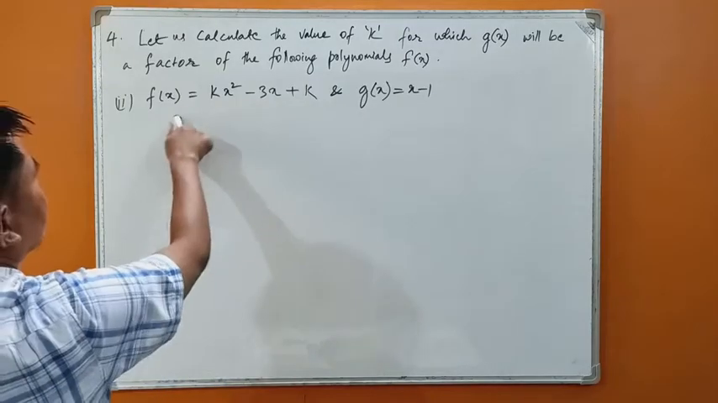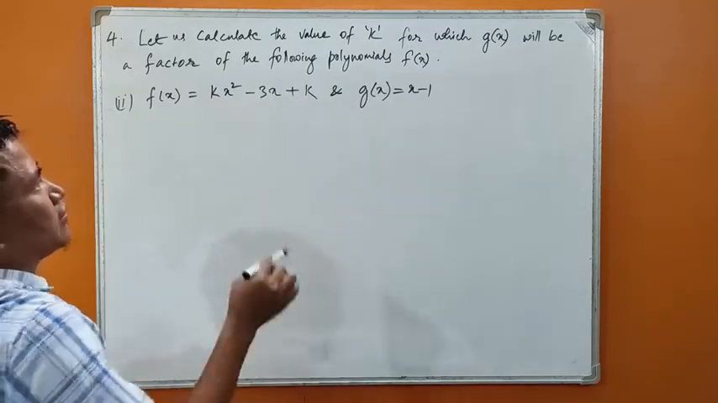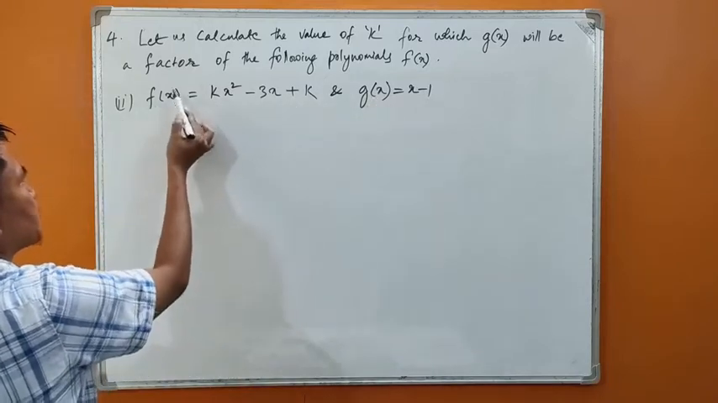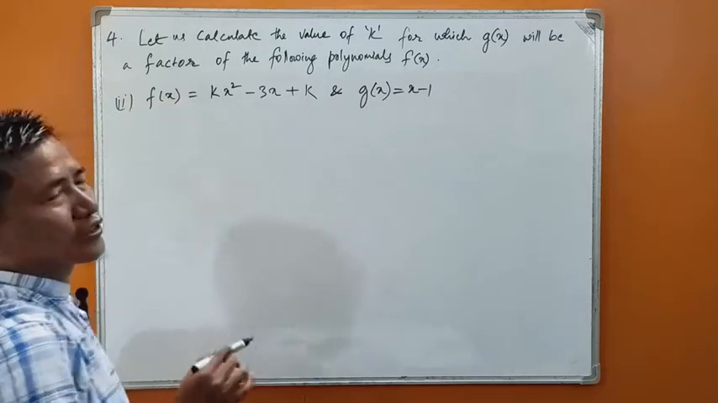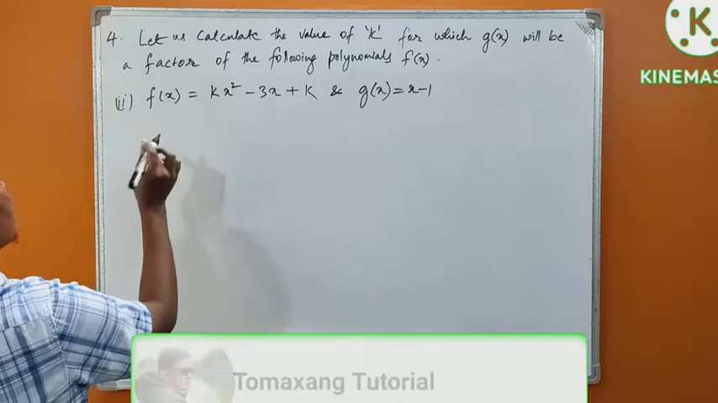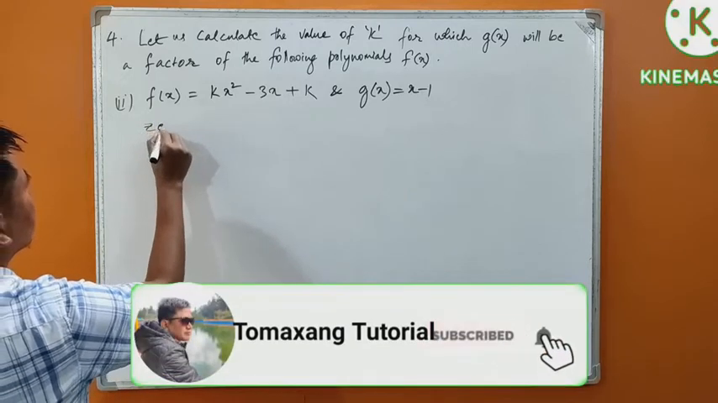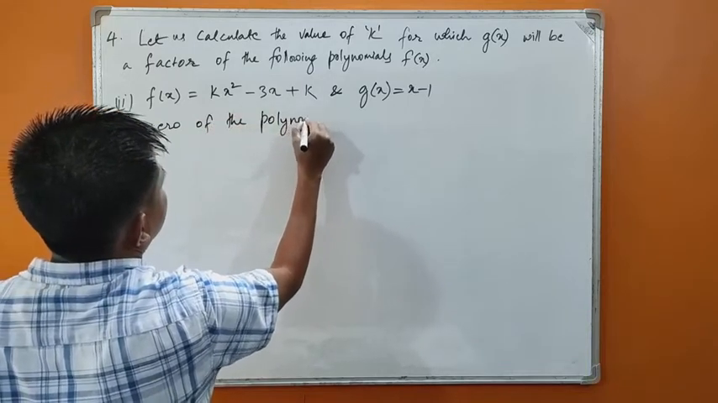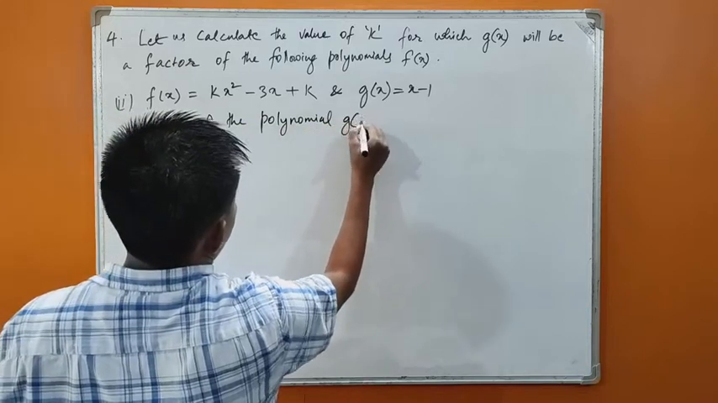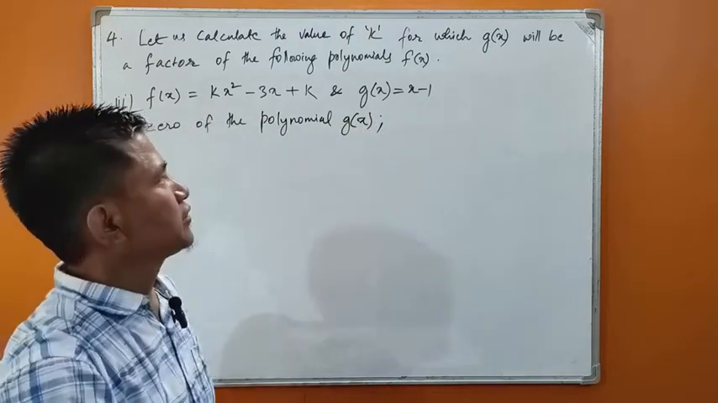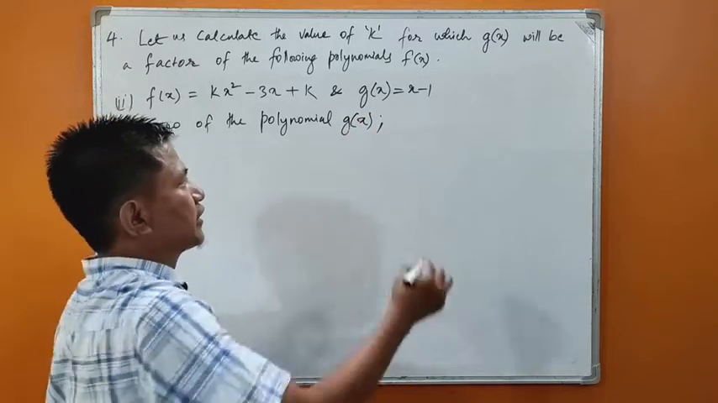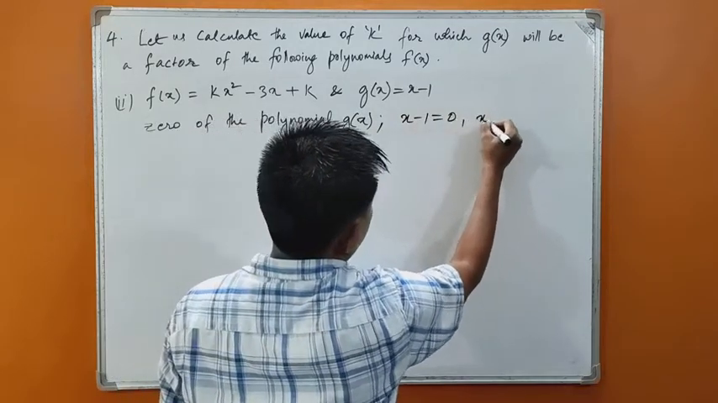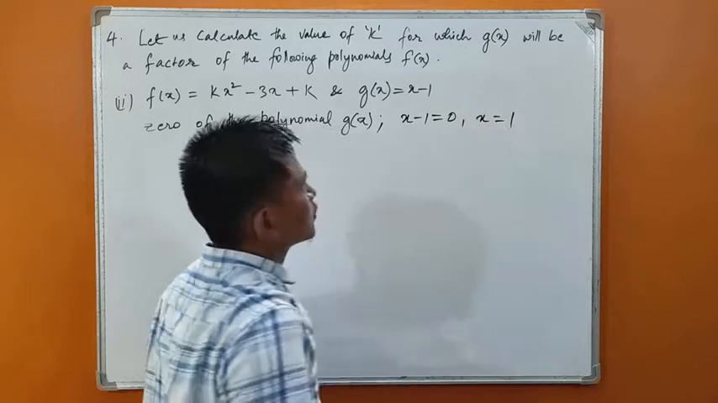Question number 2, fx is this and gx is this. We are asked to find the value of k, and given condition is gx is a factor of this polynomial fx, okay, which means the remainder should be equals to 0, okay. Now let us write 0 of the polynomial gx. 0 of the polynomial gx means gx should be equals to 0, okay. That means gx is x minus 1, that means x minus 1 should be equals to 0, or x equals to minus 1, we take to the right hand side becomes plus 1, isn't it?